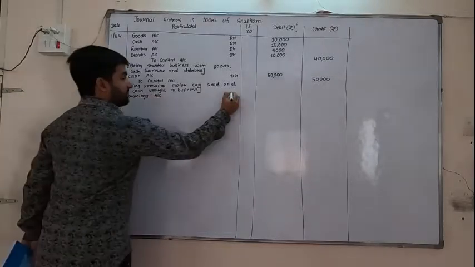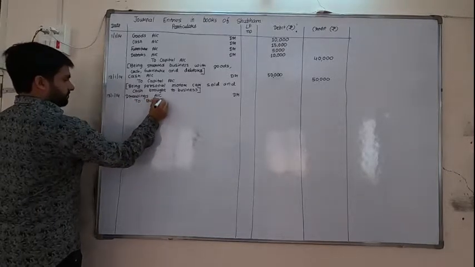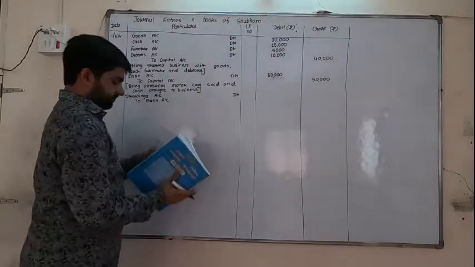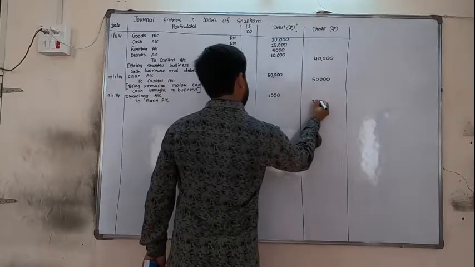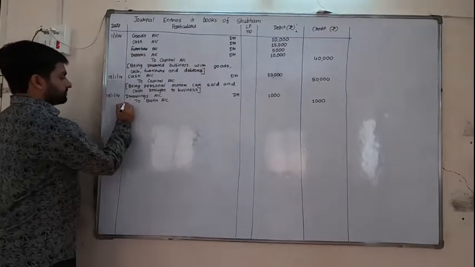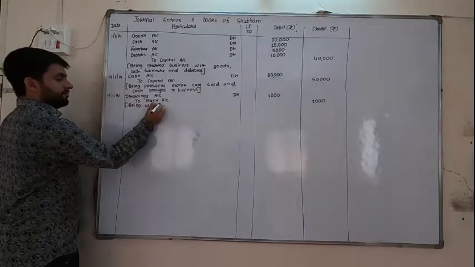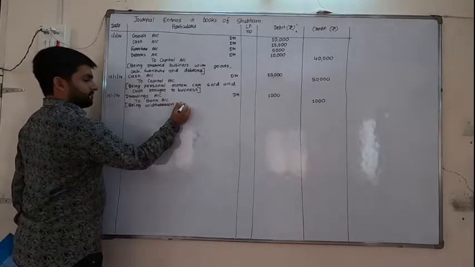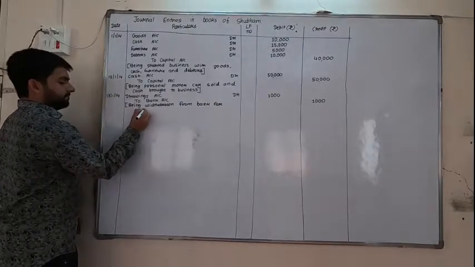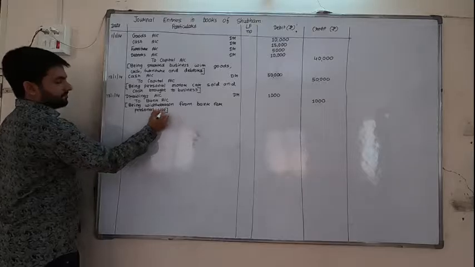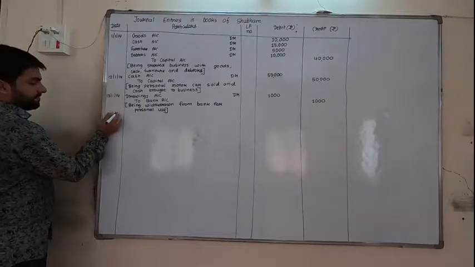So drawings account debit to bank account 1000. Being withdrawn from bank for personal use.